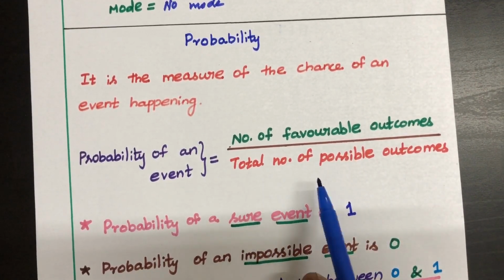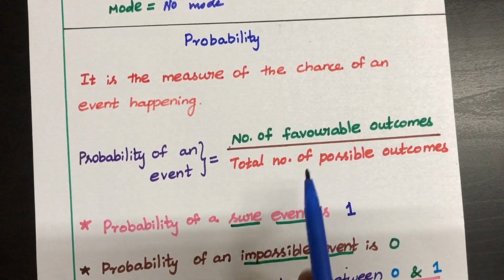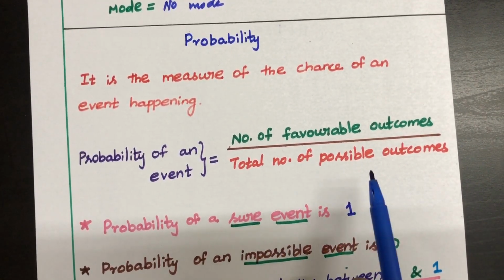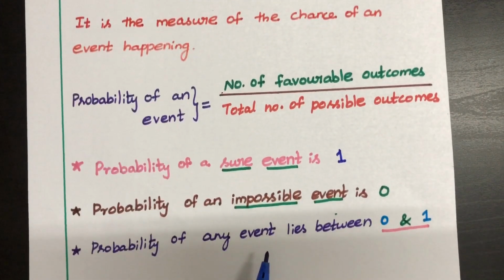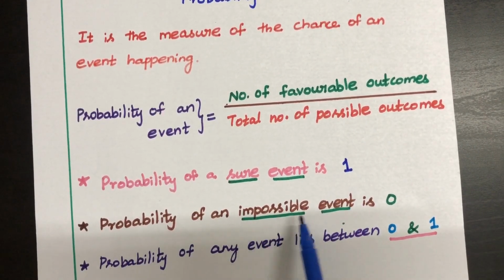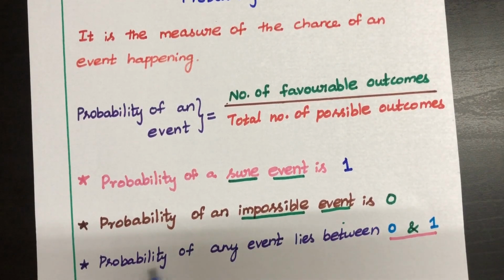So the total number of possible outcomes is 2: it may come or may not come. The number of favorable outcomes: if it will come, it is only one outcome; if it will not come, it is only one outcome there also. The probability of a sure event is 1. If it is sure, it is 1. The probability of an impossible event is 0. The probability of any event lies between 0 and 1 only.